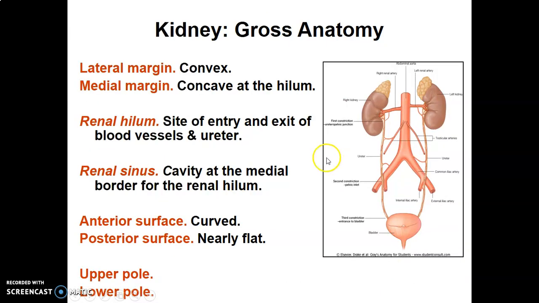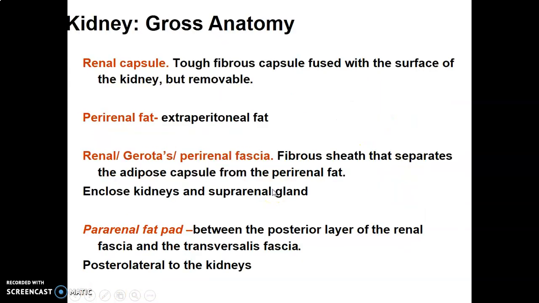So we said that the lateral margin is convex and the medial margin is concave. The hilum has the blood vessels, entry and exit of neurovascular structures. Then we have a renal sinus. This is the cavity at the medial border for the hilum. So this concavity is the renal sinus. Anterior surface of the kidney is curved while the posterior surface is flat. And the kidney has an upper pole and a lower pole.